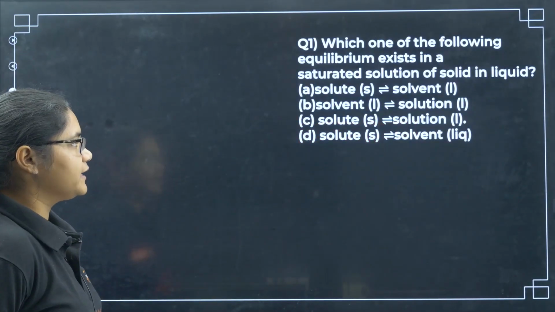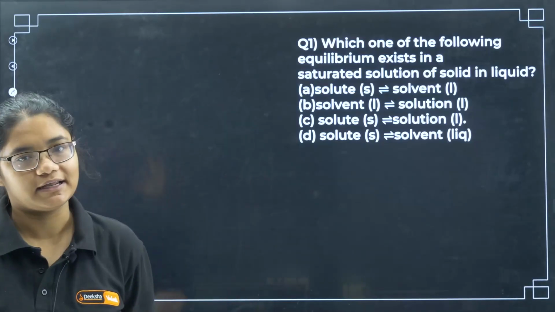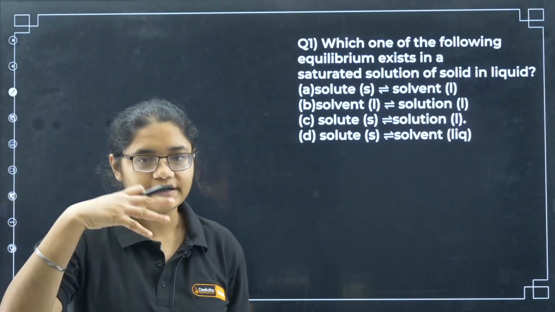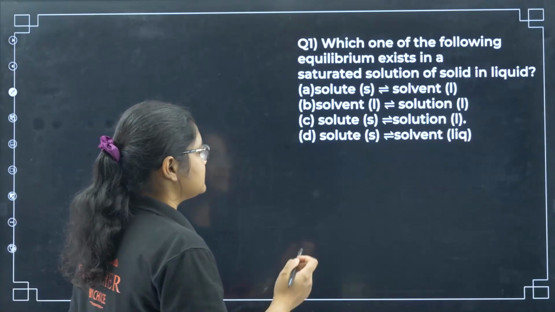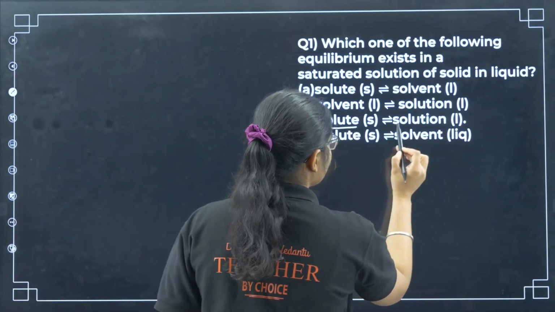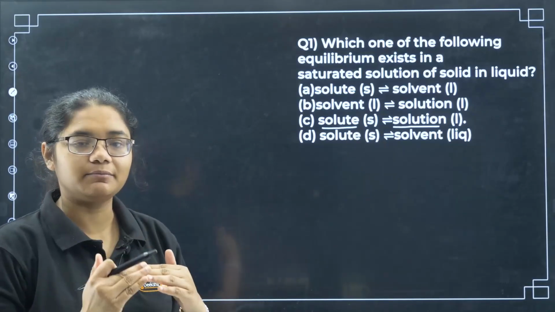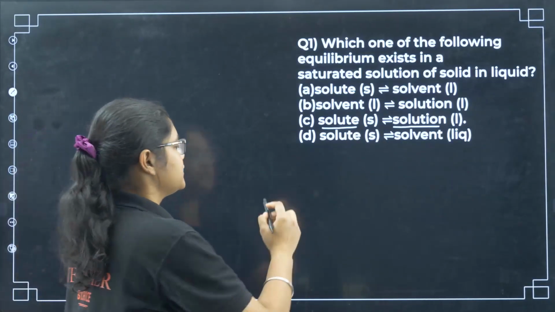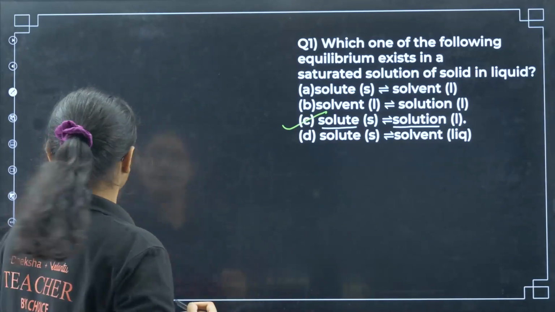Which one of the following equilibrium exists in a saturated solution of solid in liquid? So when you dissolve a solid in a liquid, now it is a solution. So there the equilibrium is between your solid, that is your solute, and the solution. There's an equilibrium between the solute and the solution. So my correct answer will be option number C here.